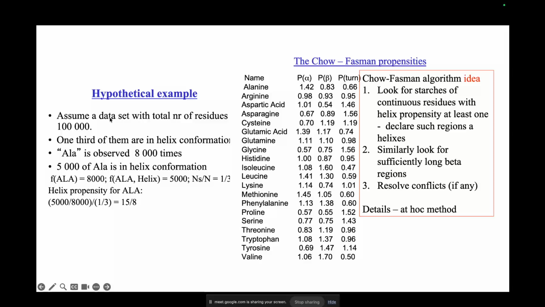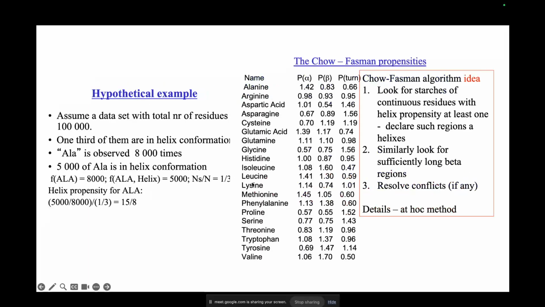Now say, for example, you have a data set with a total non-redundant number of residues of around 100,000. One third of them are in helix conformation, and alanine is observed 8,000 times, and 5,000 of those alanines are in helix conformation. So how would you calculate these parameters?